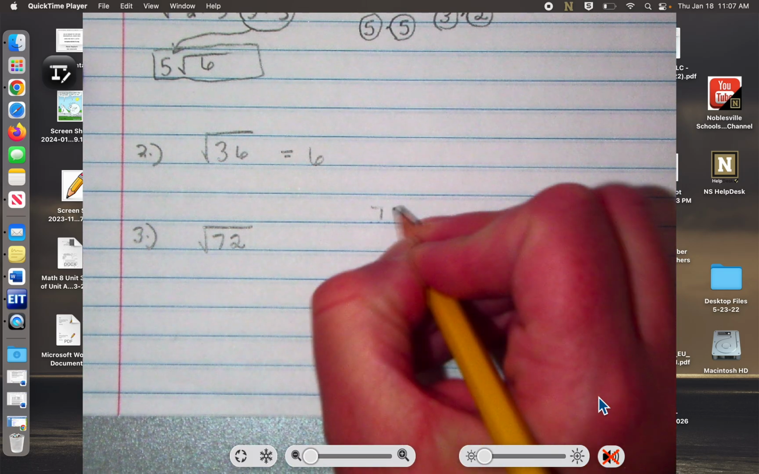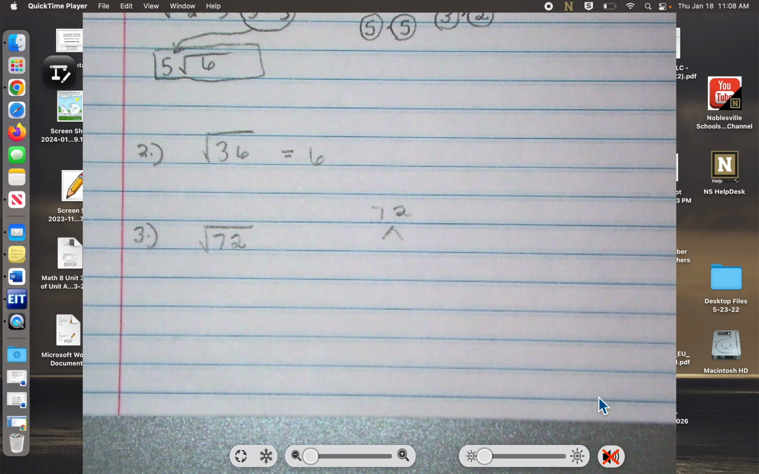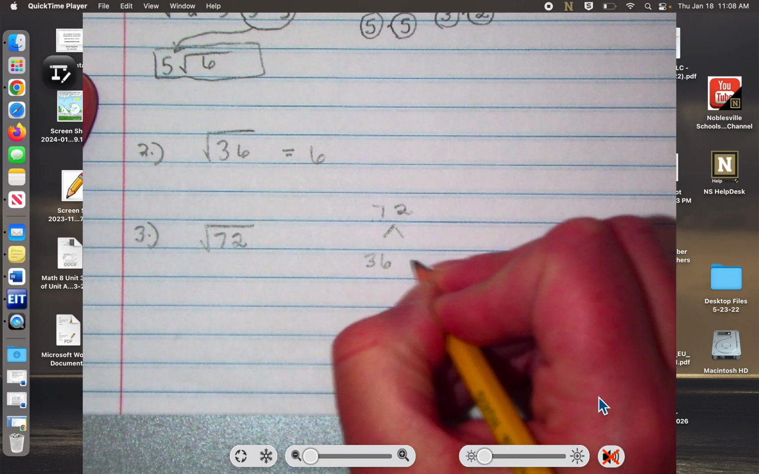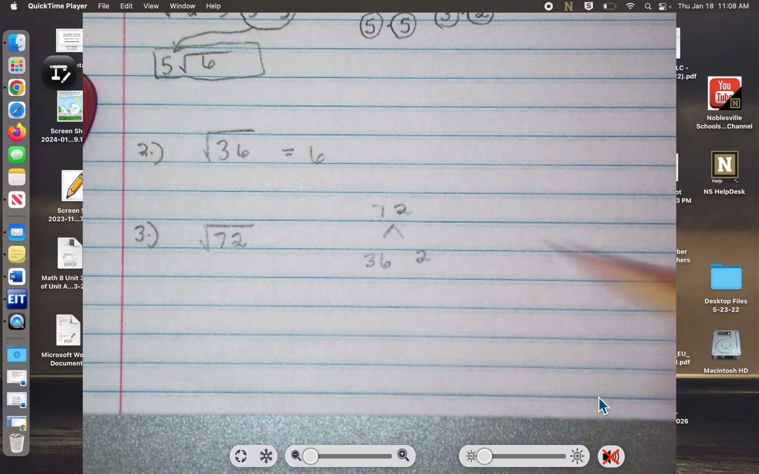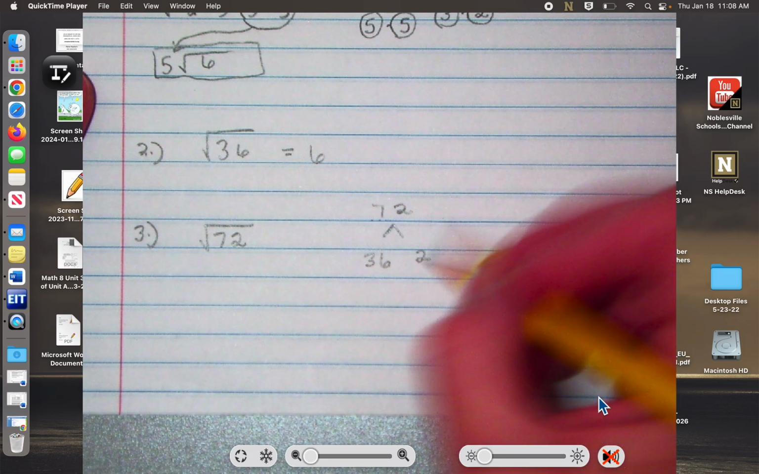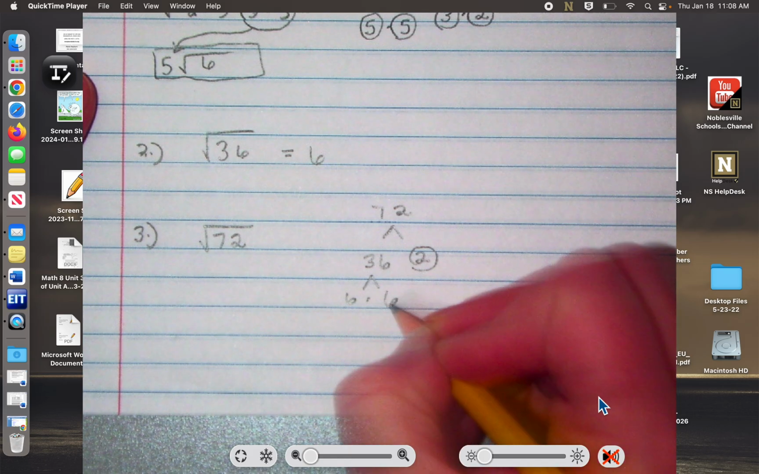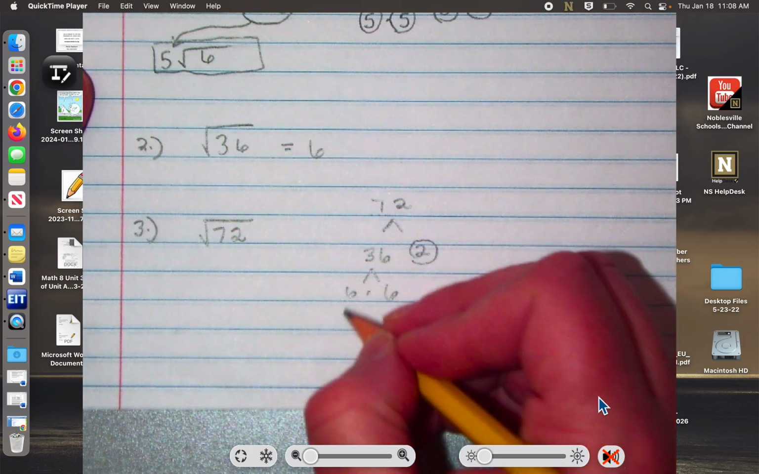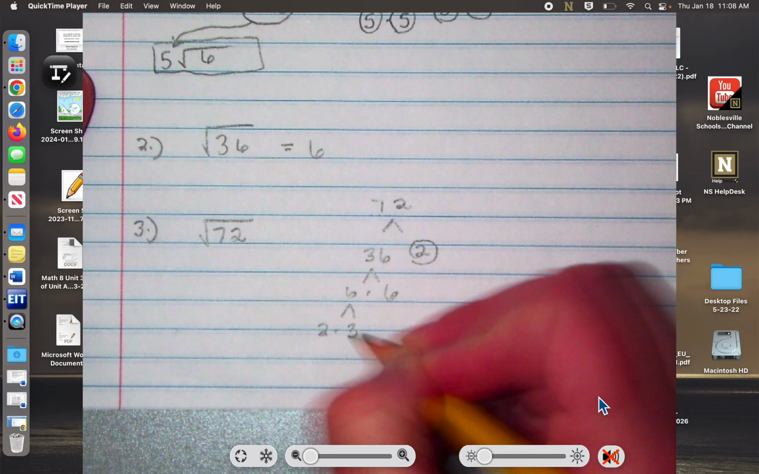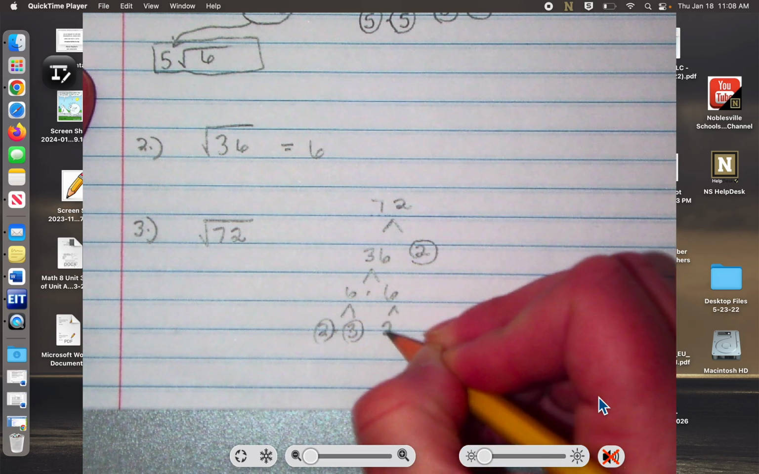So let's go ahead and do our factor tree. What two factors come to mind when you think of 72? 36. Nora? 36 times 2. Right? Somebody else might have said 12 times 6. Maybe you said 8 times 9. Doesn't matter what you start with. Okay? This 2 is a prime number. It stops. Then I have 6 times 6. Those are not prime numbers. So then I have 2 times 3 and 2 times 3 again.